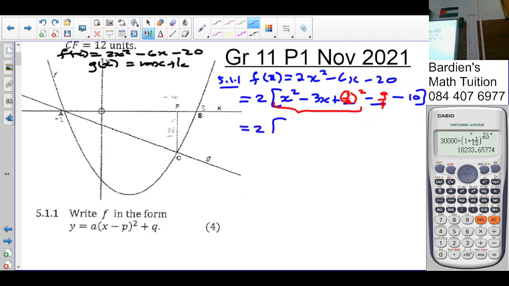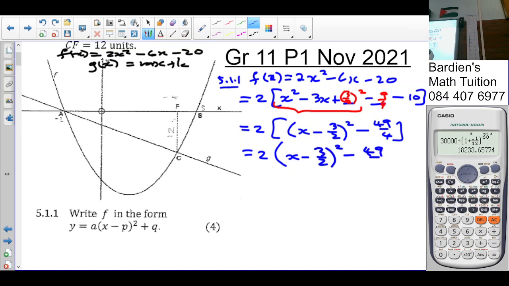That's going to give you 2 into x minus 3 over 2 all squared minus 49 over 4. Of course we get rid of the 2, so it's 2 into, get rid of the square brackets, it's 2 into x minus 3 over 2 squared minus 49 over 2. Okay, is that correct? Okay. Let's go to the next question.